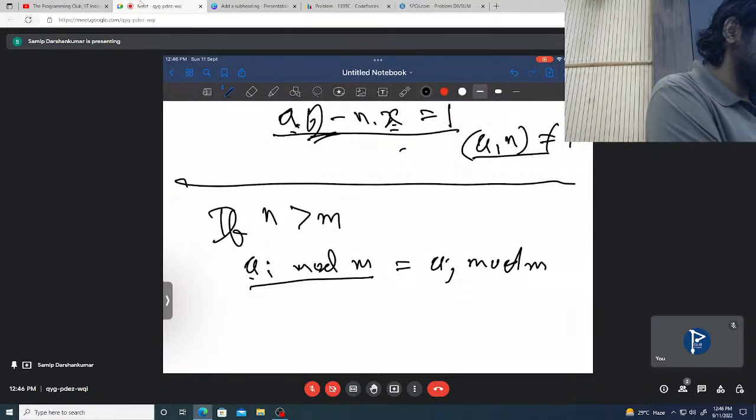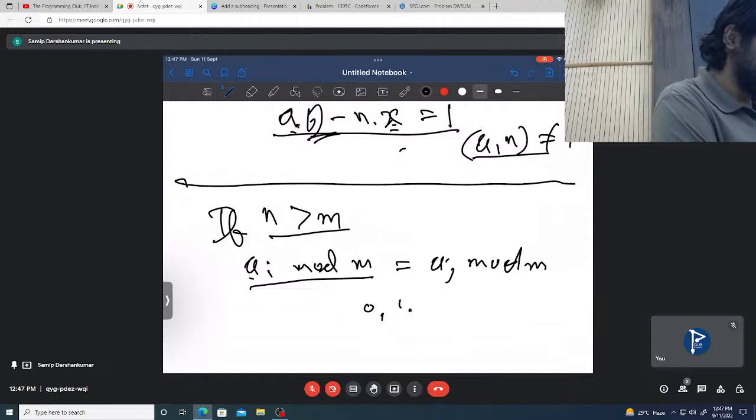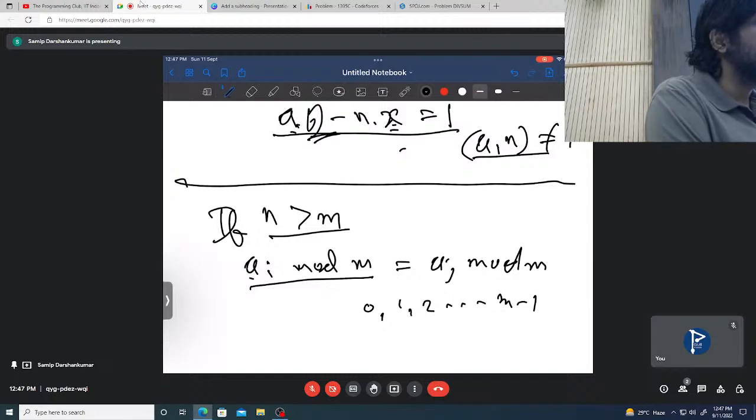And by the pigeonhole principle, if n is greater than m, then ai mod m only has values 0 to m minus 1. So we can consider each number as a pigeon and these values as holes. Any one of the mods should have at least 2 occurrences. So if n is greater than m, then our answer is straight up 0.